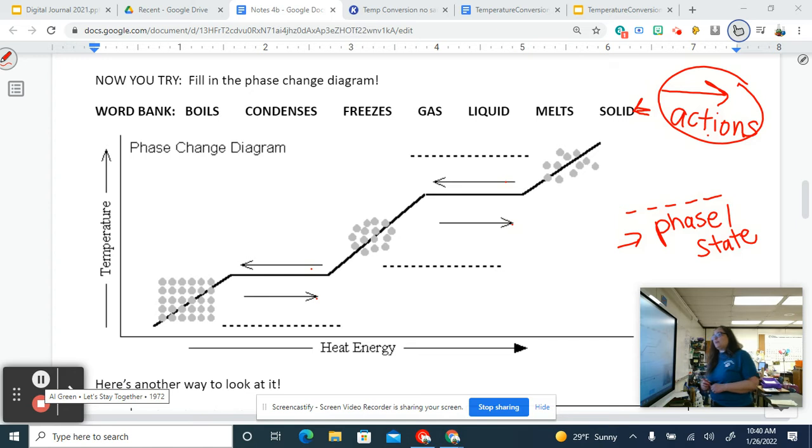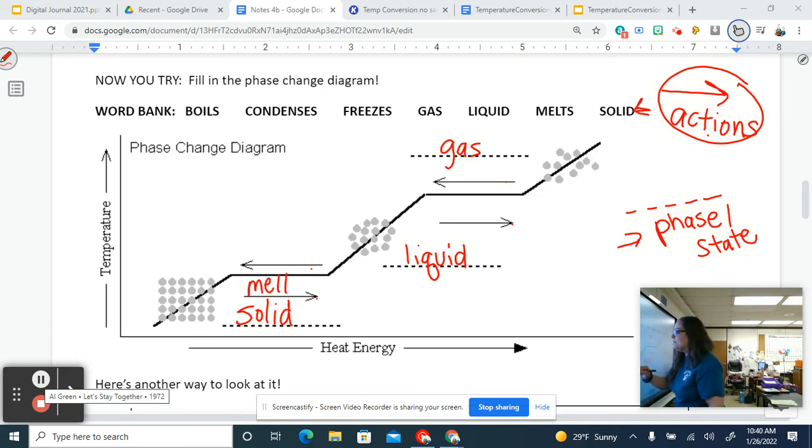All right, welcome back. Here we go. Of course, we've got solid, liquid, and gas. All right, so now, as we are going from a solid to a liquid, that action is melting. As we're going from a liquid to a solid, that's freezing.